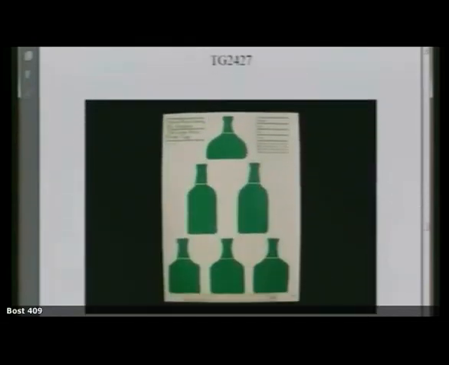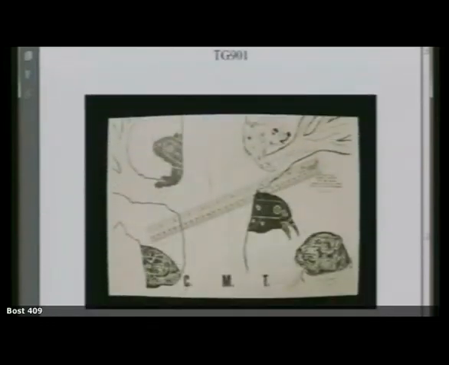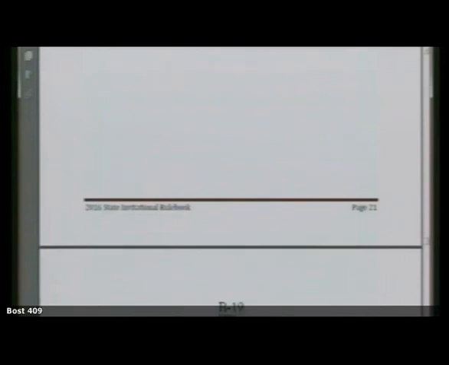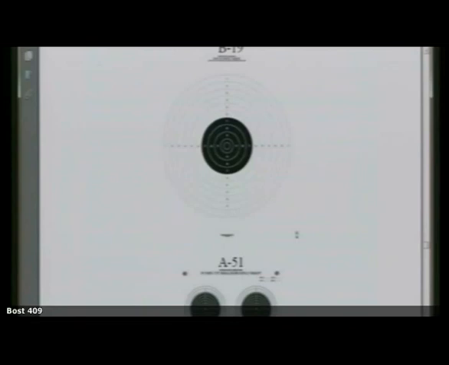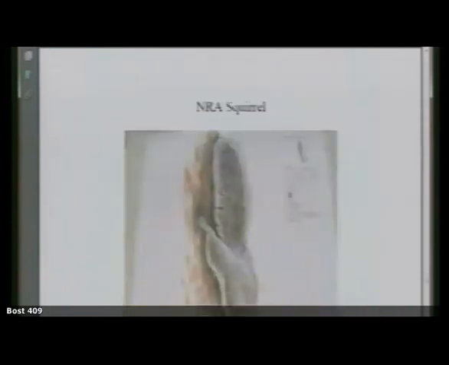For example, these are the bottle targets that will be found in the muzzleloader discipline. This is an example of the bottles and critters combination in muzzleloader. Here's an example of the B-19 and A-51s that are found within the .22 rifle. These continue on through the document and cover each of the disciplines.